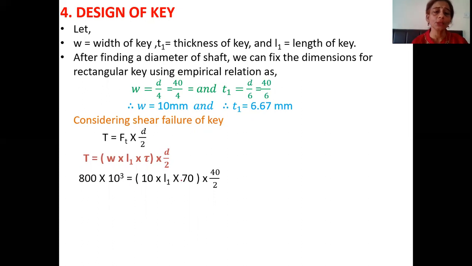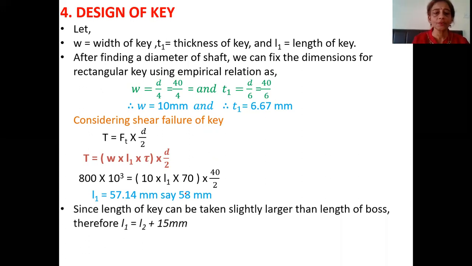Substituting all the values over here, we will be finding the length of the key, which is right now 57.14 mm, say 58 mm. As we know, boss and shaft get connected with the help of the key. So for easy insertion and removal, we will be taking a little larger length of the key as compared to the length of the boss for holding purpose. So we will be taking 15 millimeter extra.